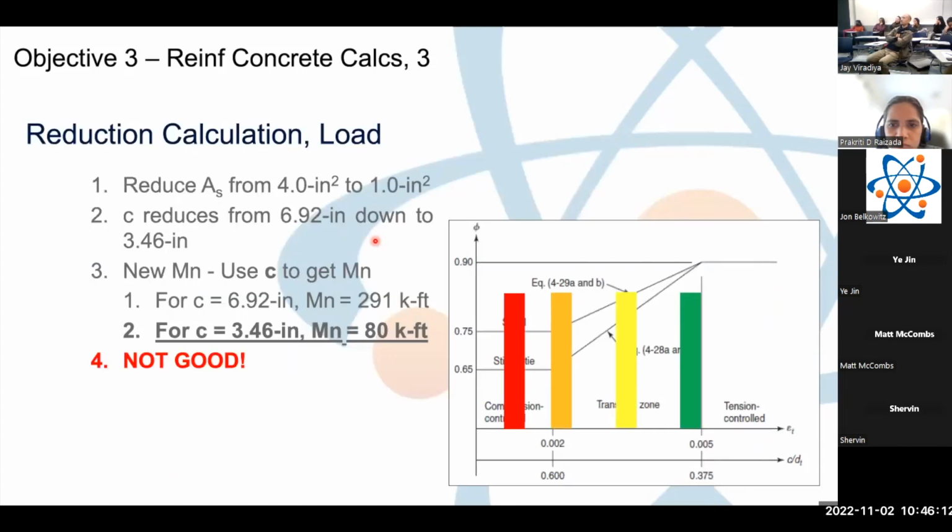So when we change the depth of our neutral axis and we plug and chug again, what we find is that the allowable load changes from 291 kip-feet down to 80 kip-feet.